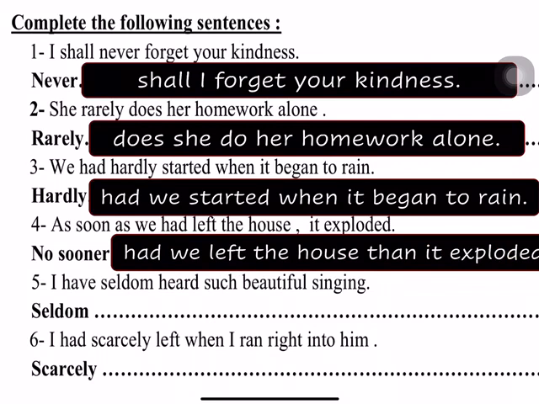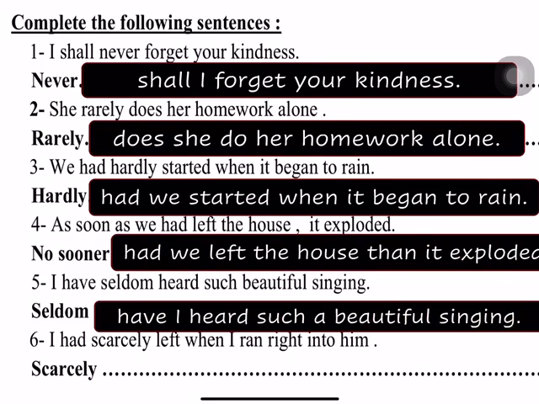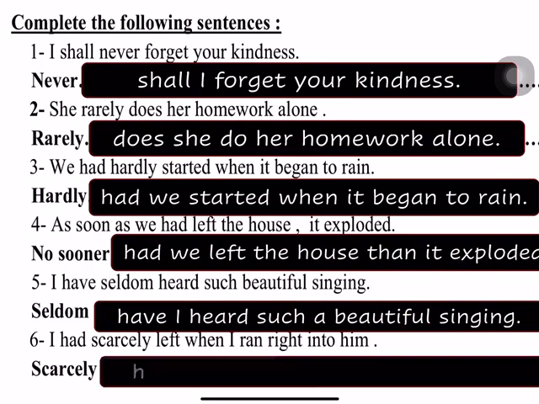Number 5, I have seldom heard such beautiful singing. I need to start with seldom, and it will be seldom have I heard such beautiful singing. Number 6, I had scarcely left when I ran right into him. Start with scarcely. So, following the rule, scarcely had I left when I ran into him.